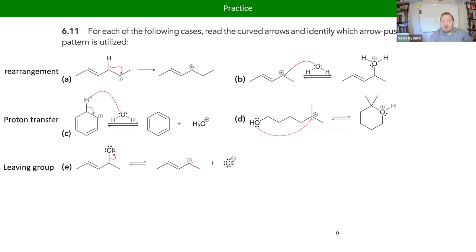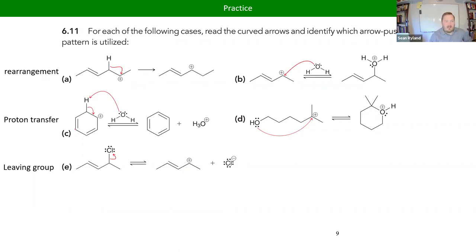But if you can count the number of sigma bonds before and after, and you get the same number of sigma bonds, then it was either a rearrangement or a proton transfer. Because a nucleophile attacking is going to make an extra sigma bond. We have one more bond than we started with. In leaving group leaves, we have one fewer sigma bond than we started with. Right, so that's another sort of dead giveaway. If a leaving group leaves, by definition, we have one less sigma bond.